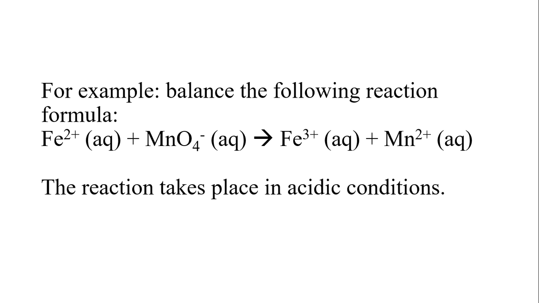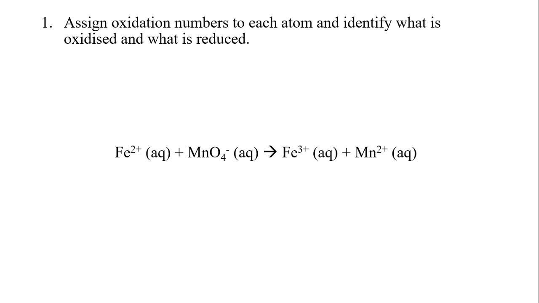So, let us balance the following reaction formula. When iron ions, 2+, react with the permanganate ion, iron 3+ ions are formed together with manganese 2+. And this is a reaction that, in this example, takes place in acidic conditions. All right. The first step was to assign oxidation numbers to each atom and identify what's oxidized and what's reduced.